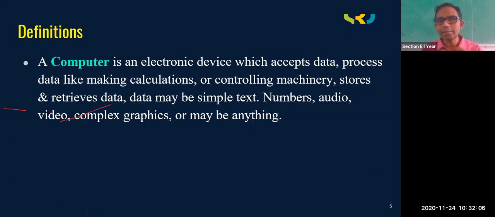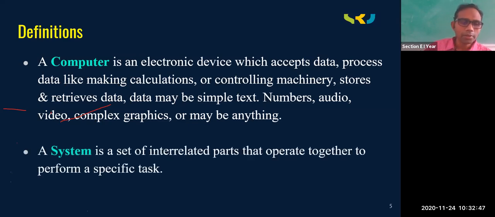What it does, it accepts the data, processes the data, like making calculations or controlling machinery, is called the processing part. Either you are going to make calculations, you are going to find the area, you are going to find a hell lot of things. Or you are going to control the machinery. Machinery means, for example, C can be used to control the satellite. And you are going to store and retrieve the data. Data may be numbers, audio, video, complex graphics, or maybe anything is considered to be the data. Once you process this data, it is called information. That slide is going to come very shortly.